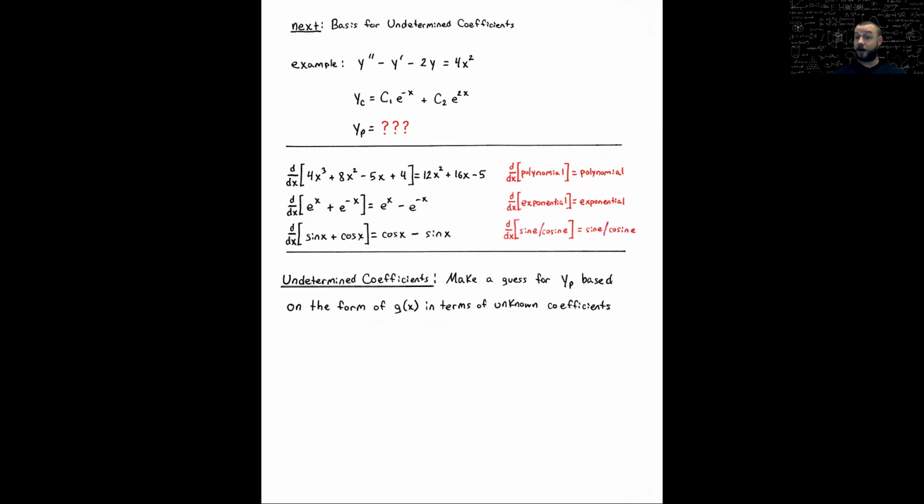In short, how the method of undetermined coefficients works is we make a guess for the particular solution, yp, based on the form of g of x, that is the non-zero right-hand side of your differential equation. And in that guess for yp, there's going to be unknown or undetermined coefficients. It's very much like partial fraction decomposition from Calc 2, where you write down your partial fractions in terms of constants, a, b, c, d, however many that you need, and then you try to solve for those values of the constants. We're basically doing the same thing here, but with a choice for the particular solution.